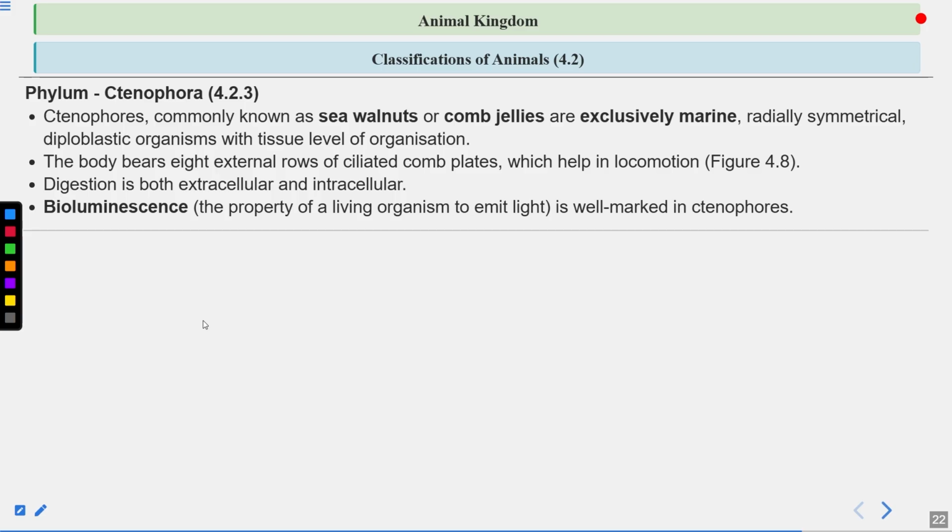Bioluminescence, this is also one of the very important features. When you see the organism in the water, they exhibit light. In the dark also they exhibit light. So this is a unique feature of the organisms of this phylum.